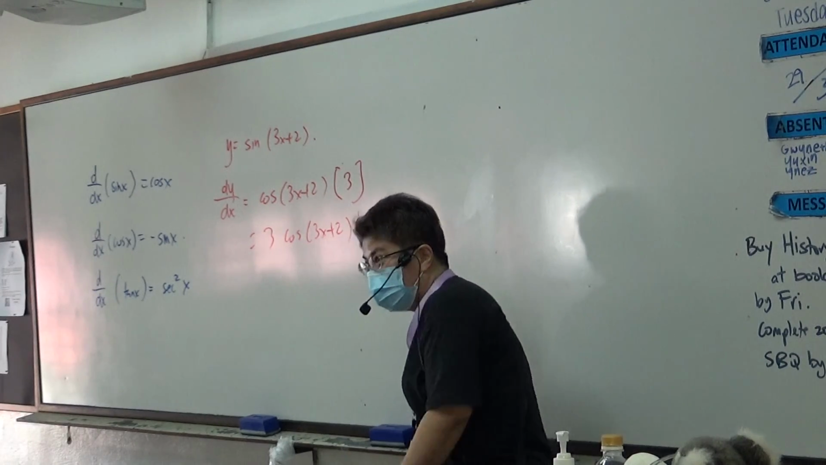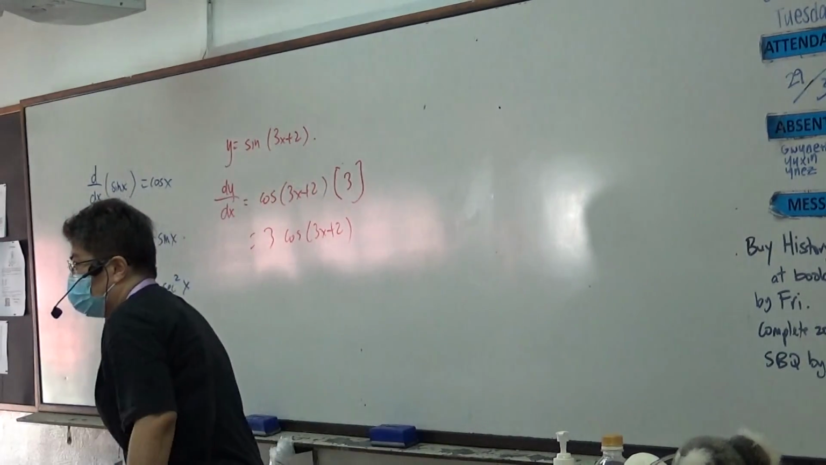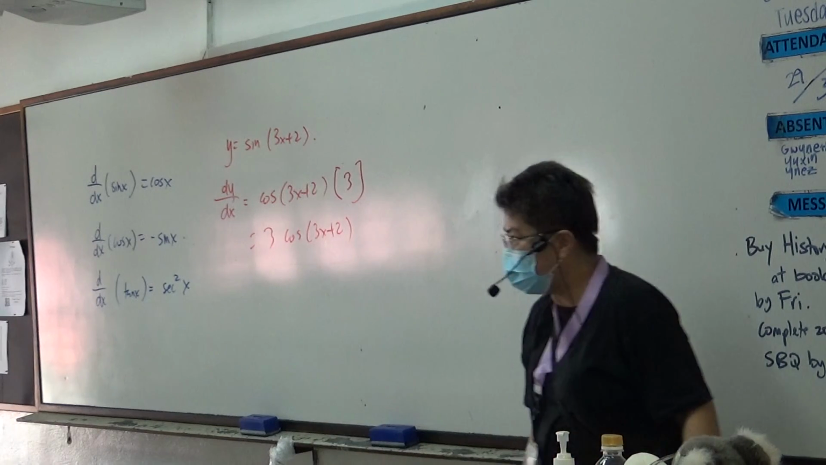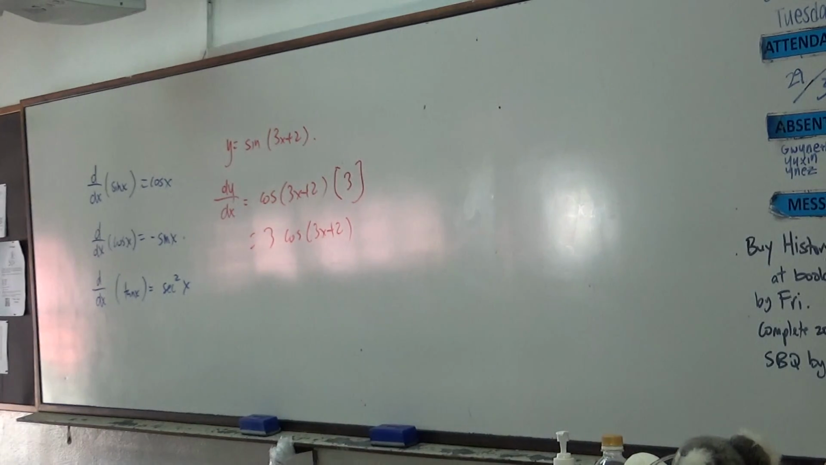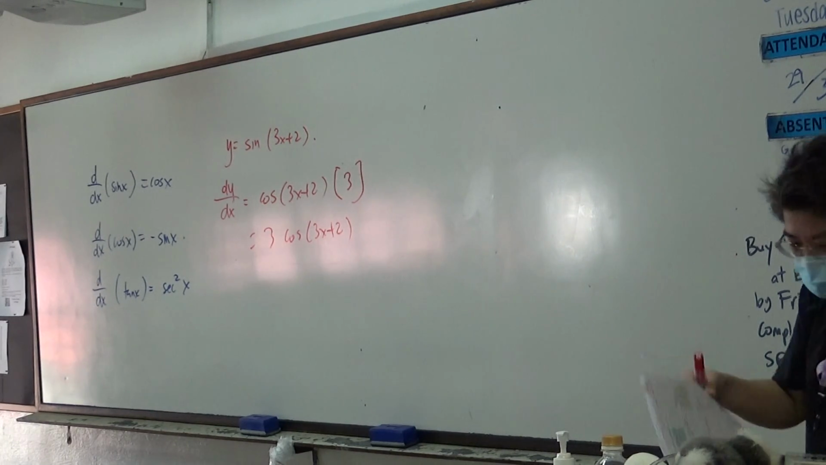Everybody clear? Can you see I also do from outside to inside? It's just like chain rule. Everybody clear? So 3 cosine(3x + 2). Is that clear? Yes or no? Yes. Okay. Like, next one.